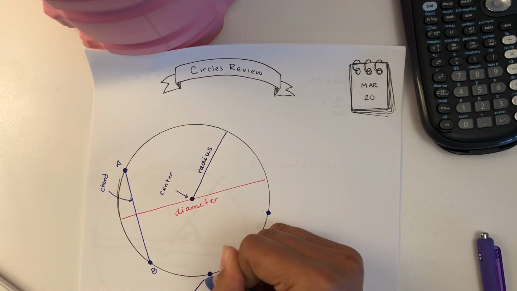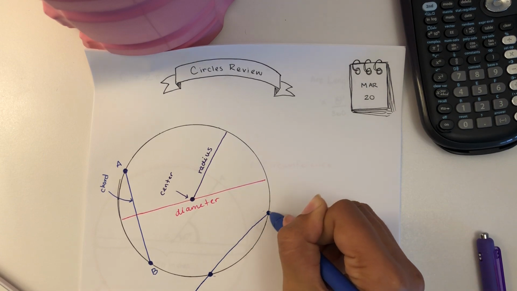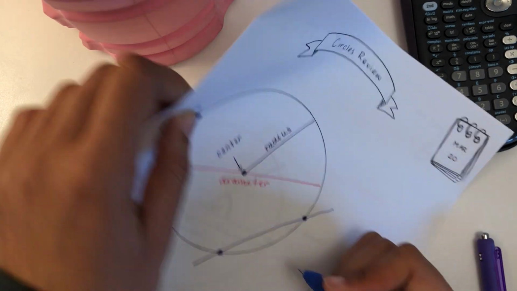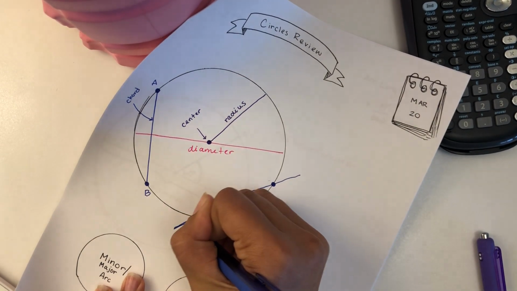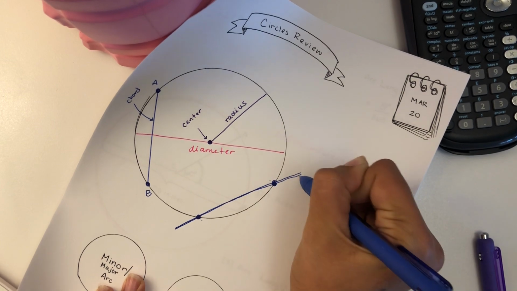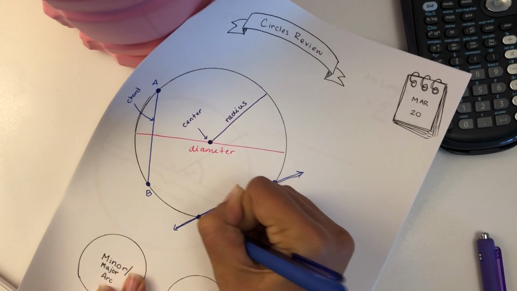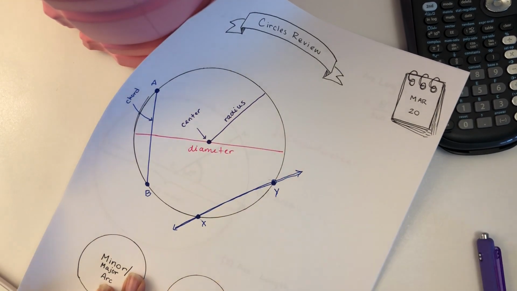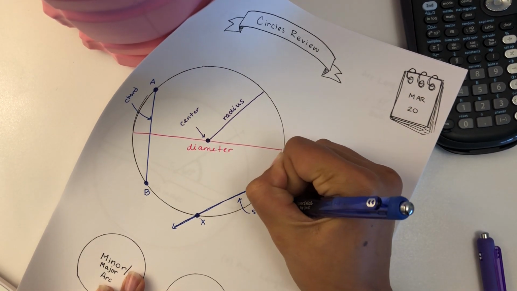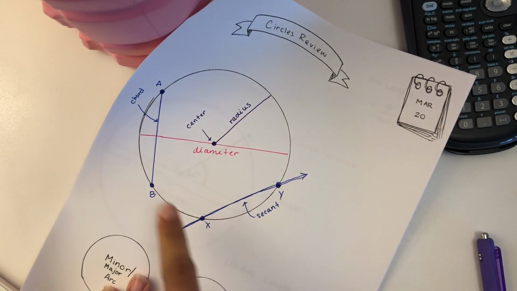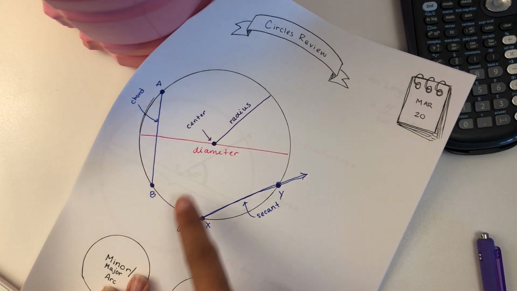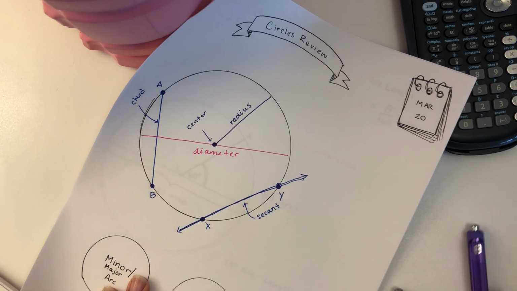Now let's get down here. Now this time, we're gonna go through it like that. Wow, that line is terrible. Try to straighten that out. So it looks like a chord, but it's not a chord because it is a secant, right? The difference between a chord and a secant is a secant is a line, a chord is a segment.